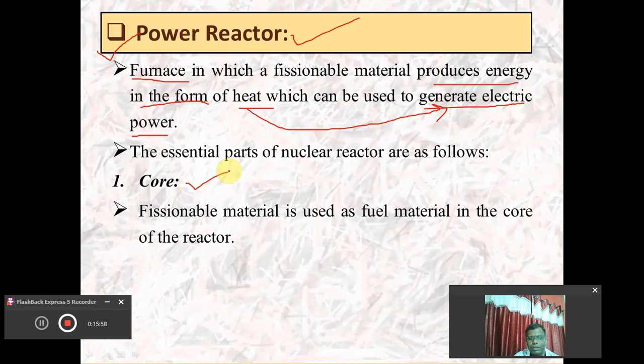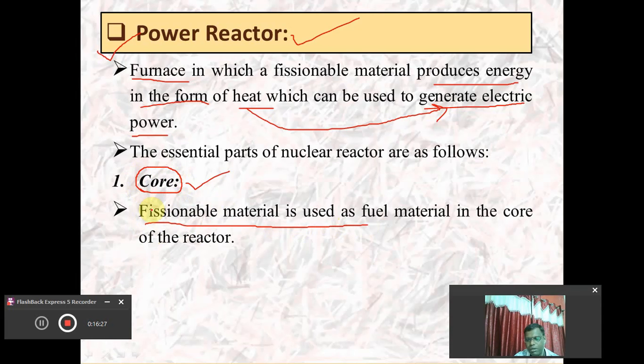The power reactor is the extension of the nuclear reactor in which the nuclear energy is converted into electric power through steam or heat. This is the only difference. That's why, just like the nuclear reactor, here also the core is the central part in which the fissionable material is placed in the reactor. That central part in which fissionable material is placed is called the core.